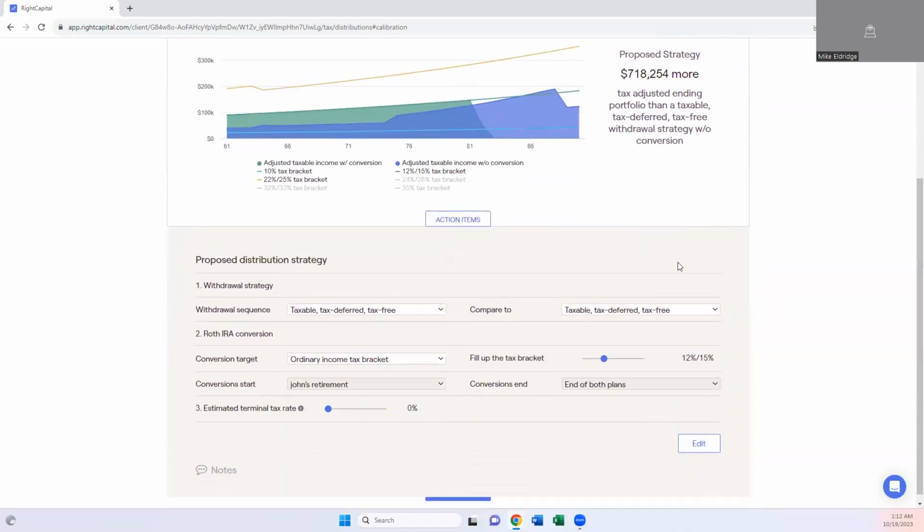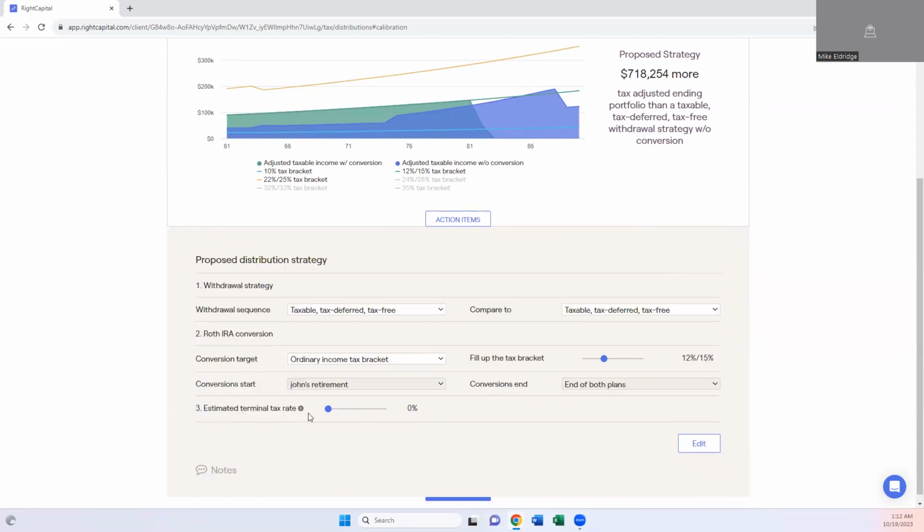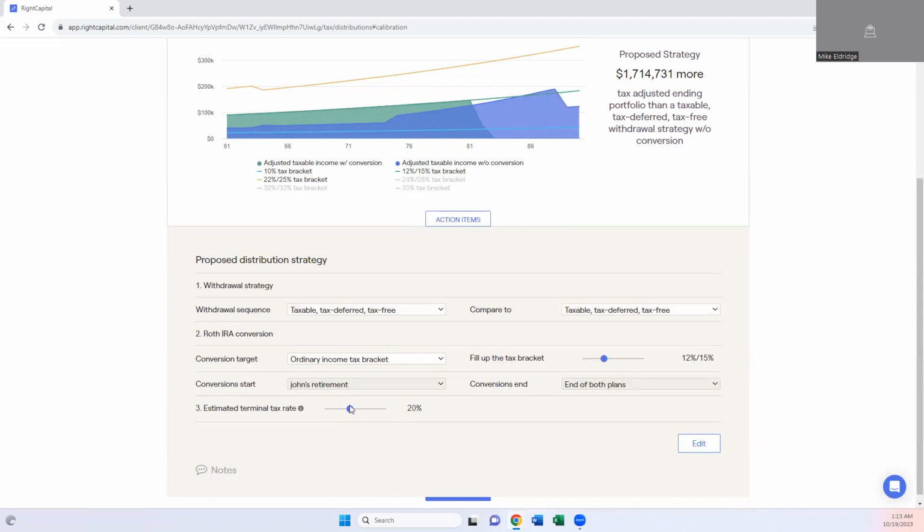The other thing you should know is, I've been talking about your heirs. This is your estimated terminal tax rate. That's the tax rate of your heirs. If you have no heirs and you don't care what taxes they pay, then you put it at 0, and that gives you just the benefit for you. I usually like to have it about 15%. Obviously, if you know what your kids or whoever's going to get the money, their tax rate would be, you can move this around. Obviously, the higher tax rate they're in, the more the software is going to want you to do conversions. The lower, the less. But I'm going to keep it around 15 because I think that's fair.